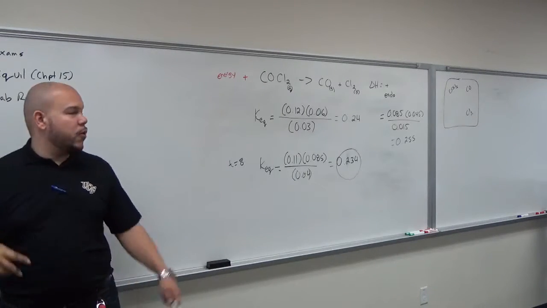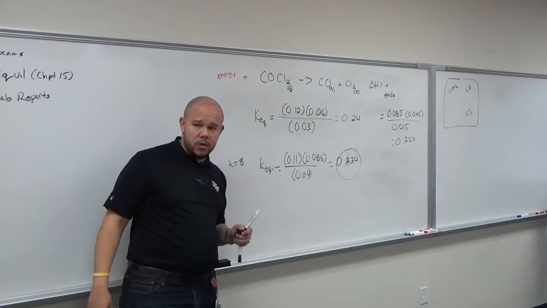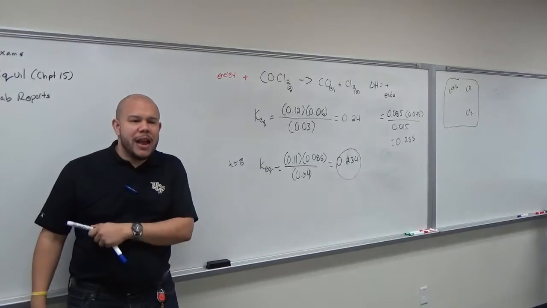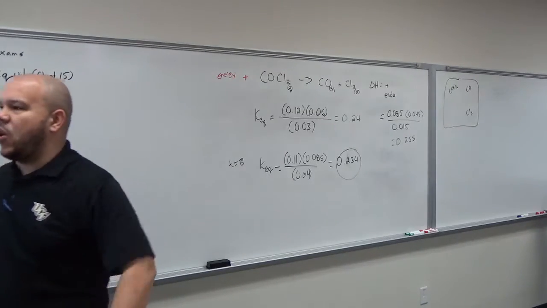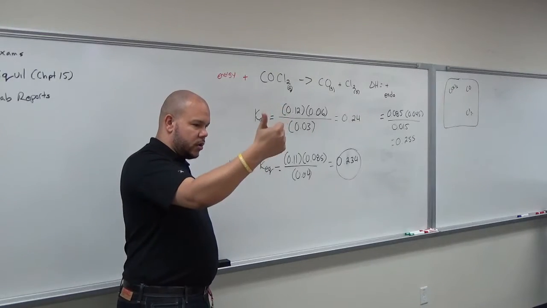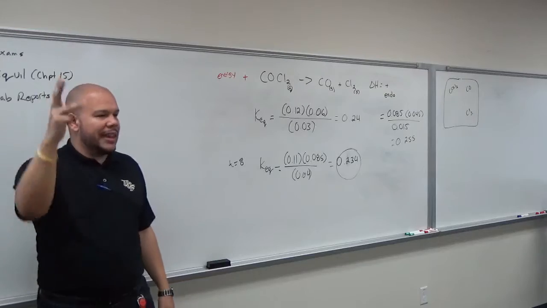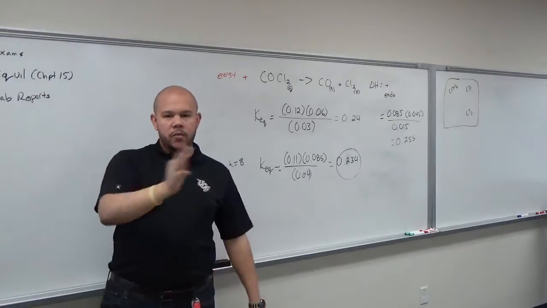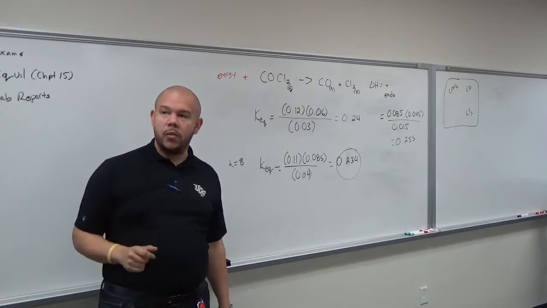If K is less than 1, then the denominator is larger than the numerator. Therefore, the reaction lies to the left, and what we call reactants are favored. So you need to recognize both those statements. Reactants are favored, lies to the left. Products are favored, lies to the right. You need to be able to know each of those and which one they correspond with.